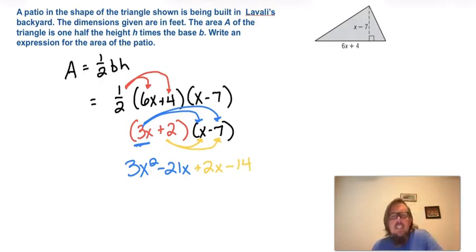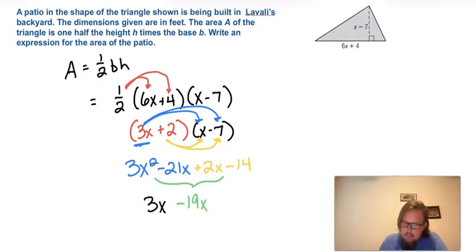And so the last thing to do is to combine any like terms. And as usual, our like terms are in the middle. -21 plus 2 is -19. And so we've got 3x squared minus 19x minus 14. And there's our final answer.